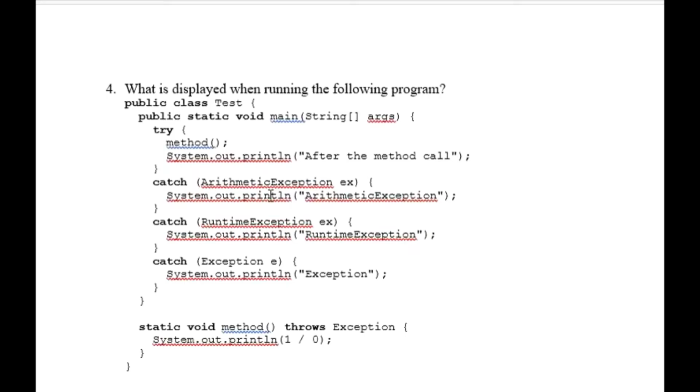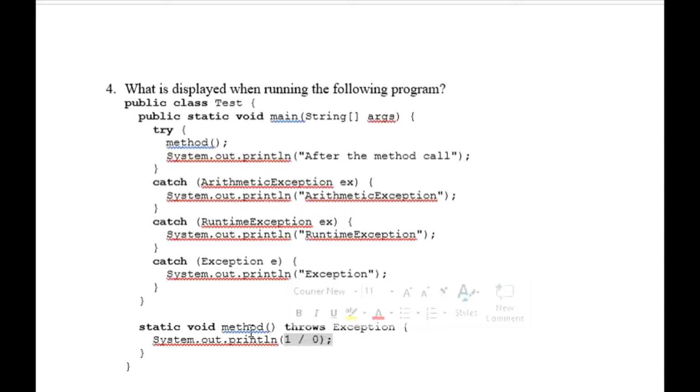And the output of this program, let's assume the main method calls a method called method. The name of the method is method. So it comes here. That method throws an exception. What exception does it throw? 1 divided by 0, arithmetic exception. Just now I mentioned. So this is the calling.